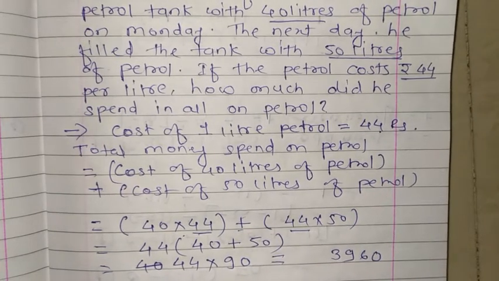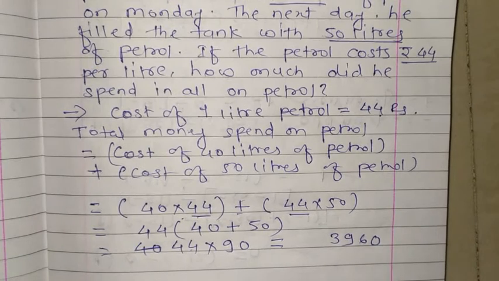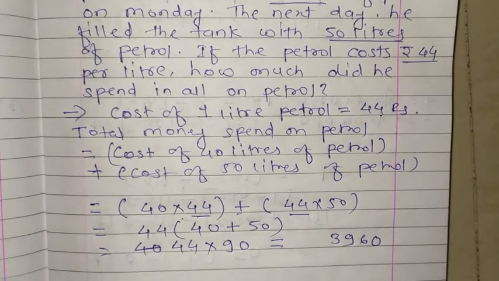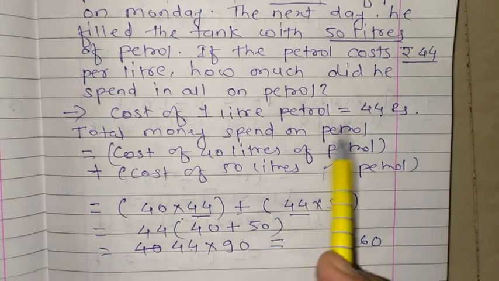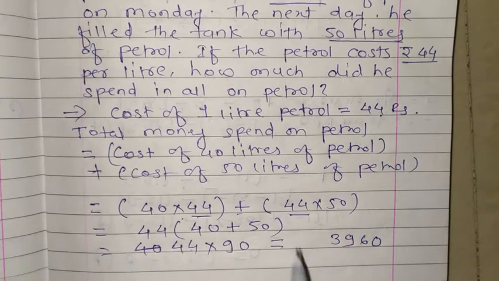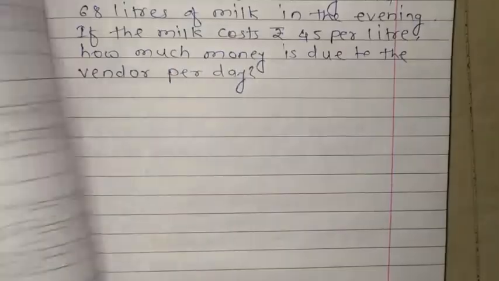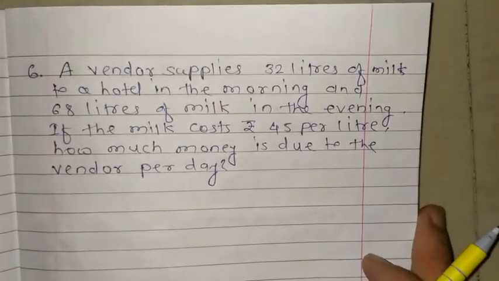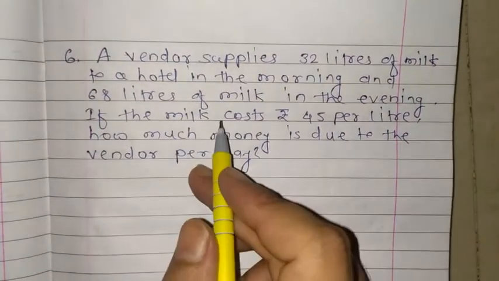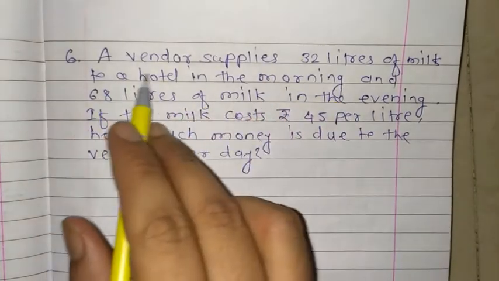So you observe, friend, we solved it in an easy way because we arranged the numbers like that. I suggest that while solving this you arrange the numbers properly so that calculation will be easy. Now we will go to the next question, question number 6. First you read the question.